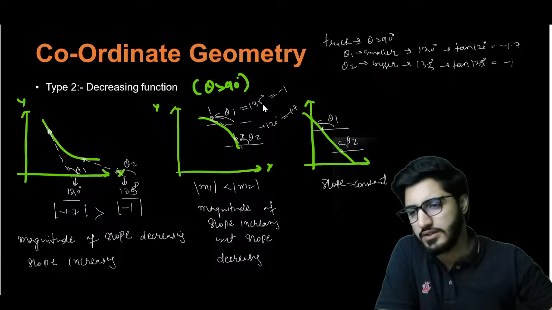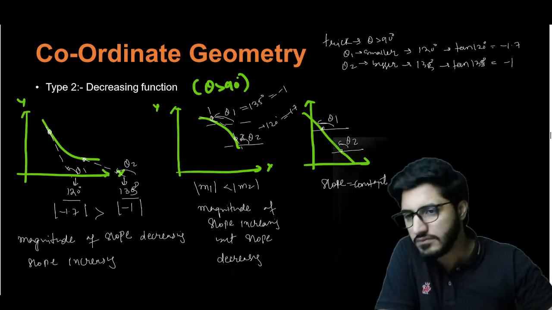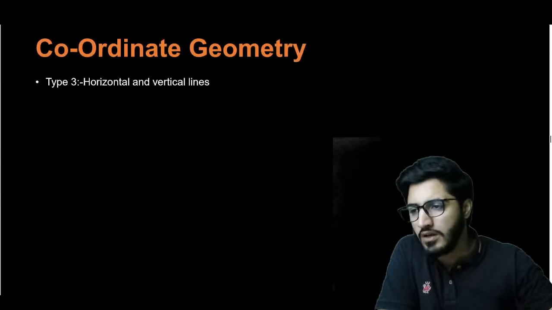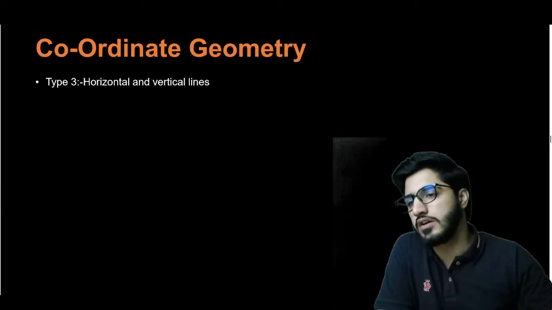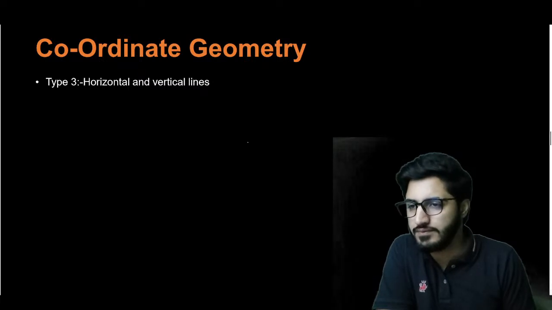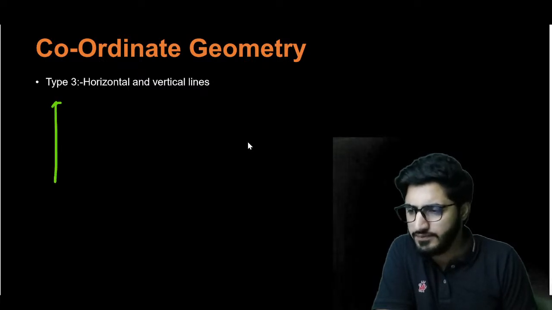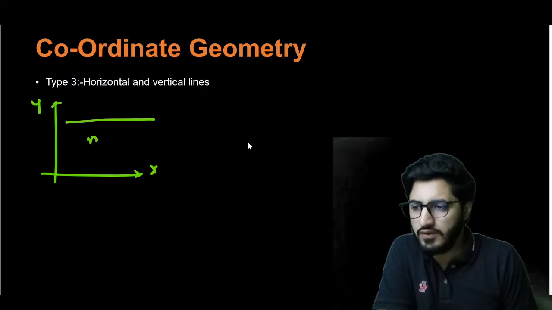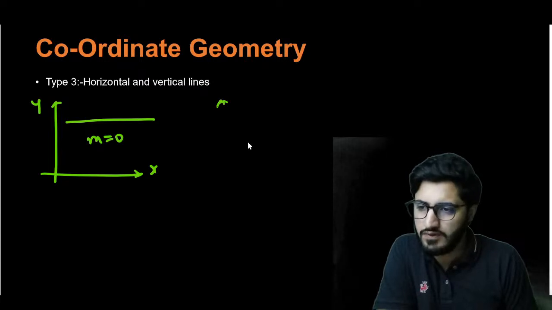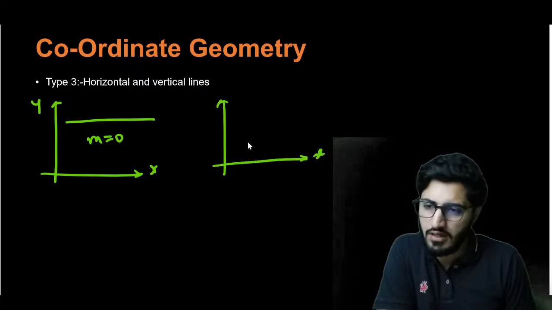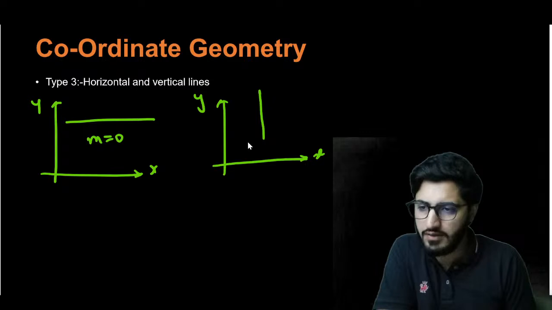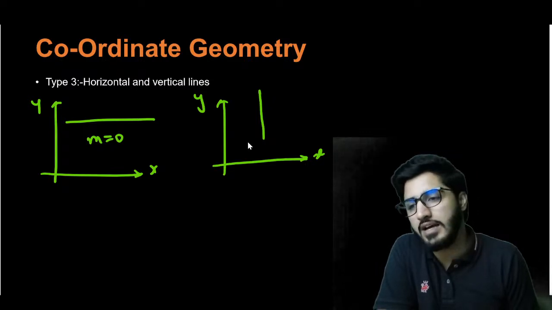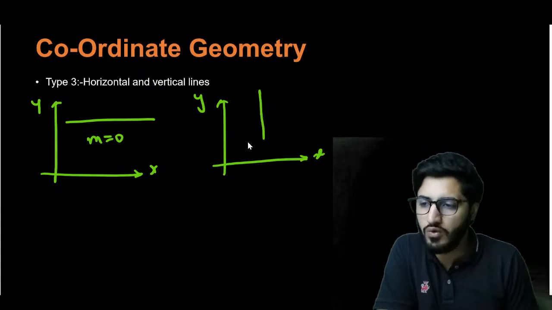Slope is constant. Okay. Now, we are having the third type, that is horizontal and vertical lines. That means it's very simple, no? X, Y. We are having a line, this is the horizontal line, in which my slope will be 0. Secondly, X, Y. If we are having a vertical line here, that means my theta would be 90. 90 means my slope would be infinite. So my value of m is infinite.